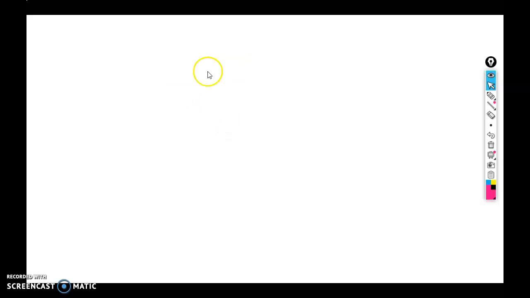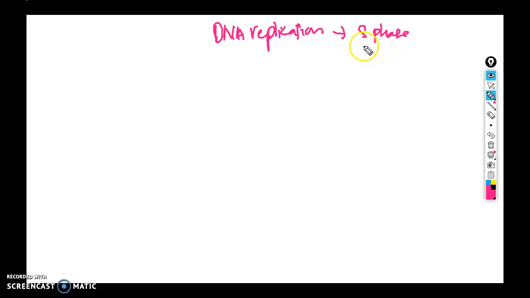Okay, so saya nak refresh again the process of DNA replication. DNA replication is the process that occurs during S phase, during interphase, during the cell cycle, in the topic of cell division.